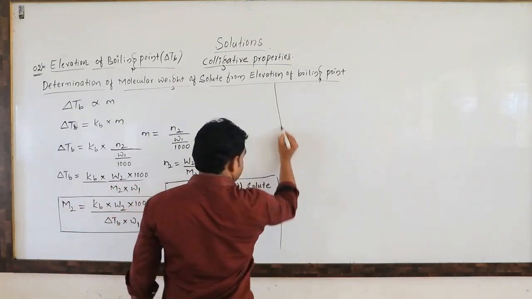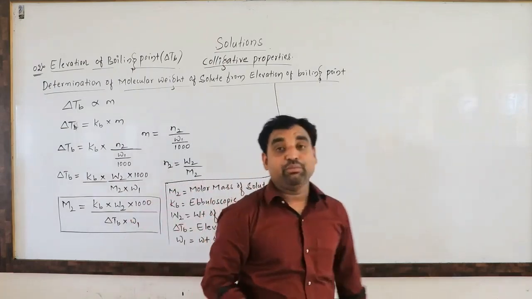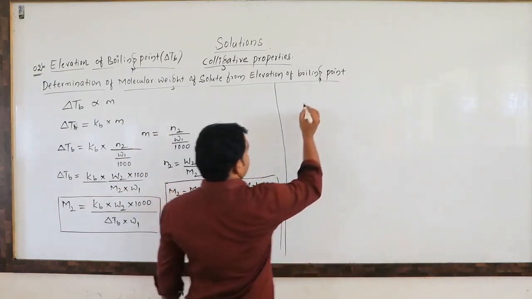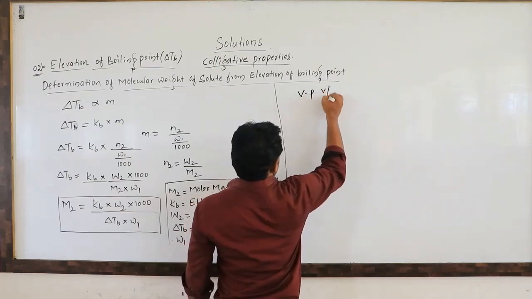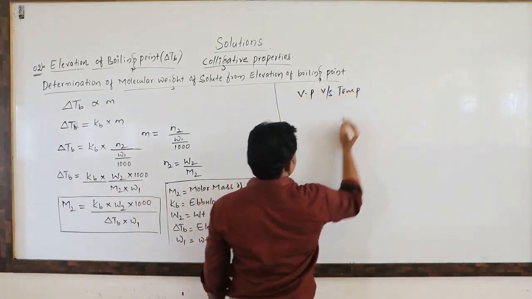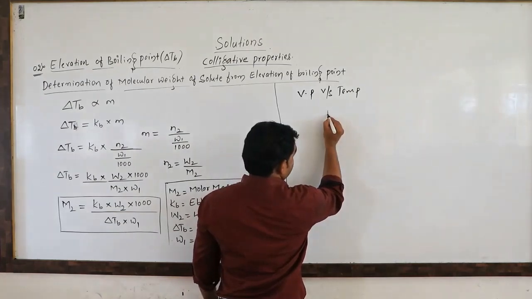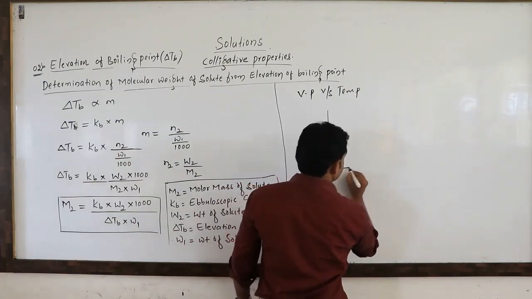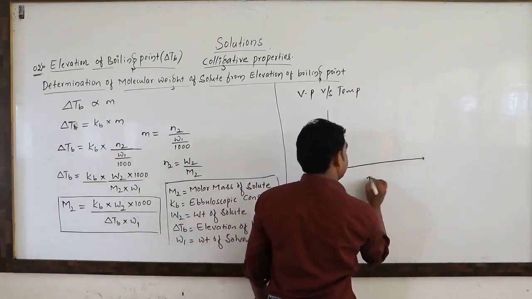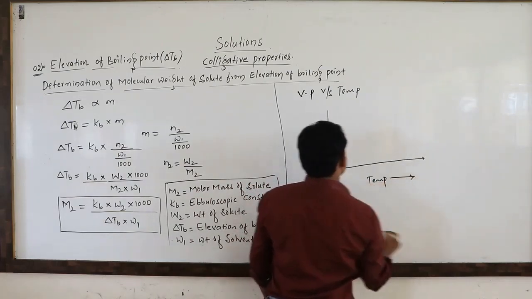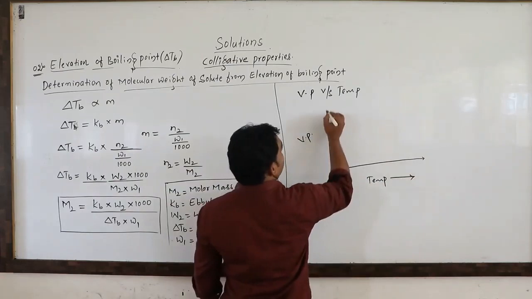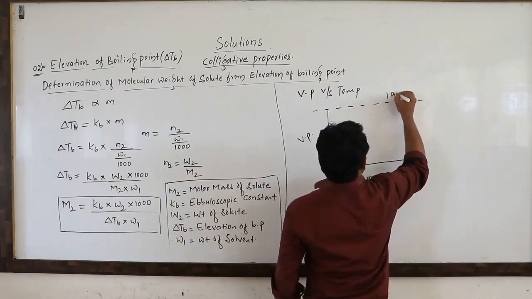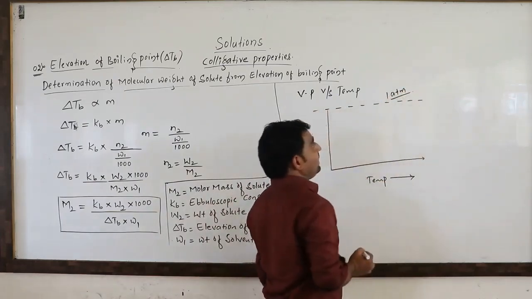So now we will discuss the graph between vapor pressure versus temperature. What will happen in the elevation of the boiling point through the graph. That is, vapor pressure versus temperature. I will draw the graph here. It is important. So now, one axis is the temperature, and this is the vapor pressure. Here, atmospheric pressure is 1 atm, 1 atmospheric pressure.